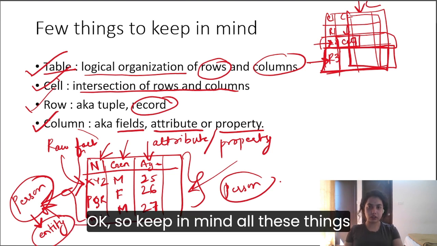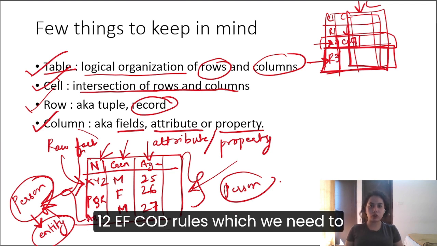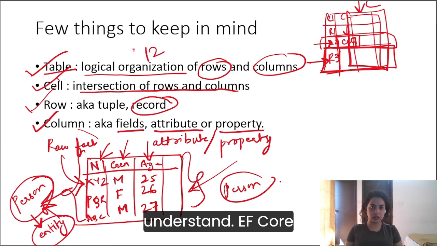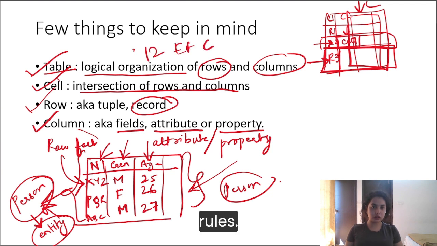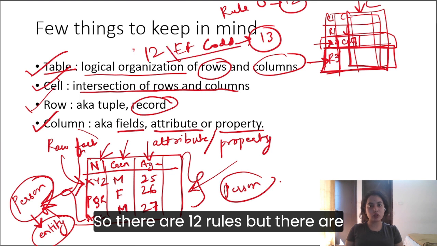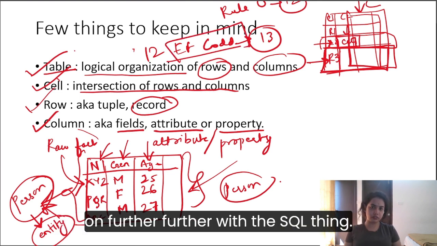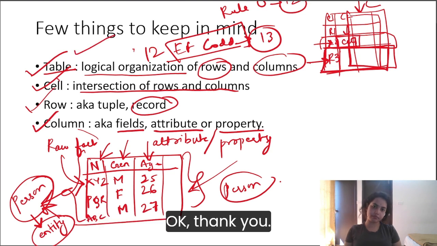So keep in mind all these things. We'll move on to the 12 E.F. Codd rules which we need to understand. Actually, it is 13, but since the rules start from 0, it's 12. There are 12 E.F. Codd rules, but there are a few which we have to keep in mind to move on further with SQL. Thank you.